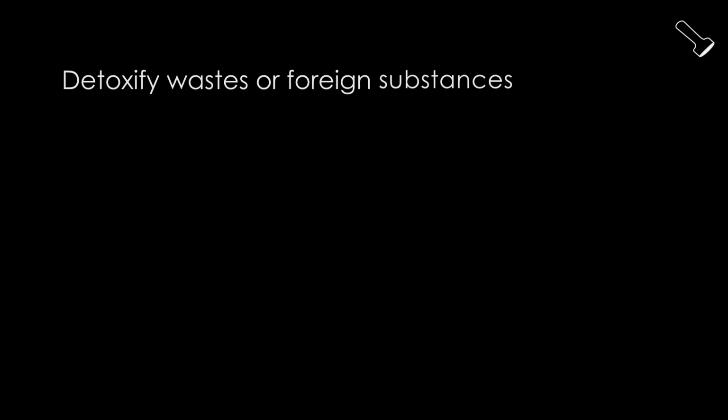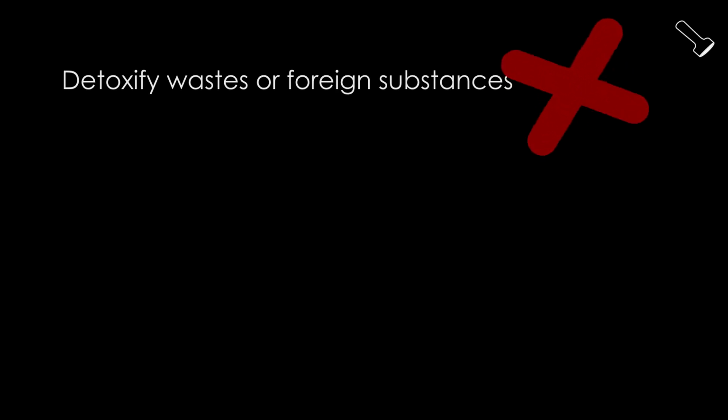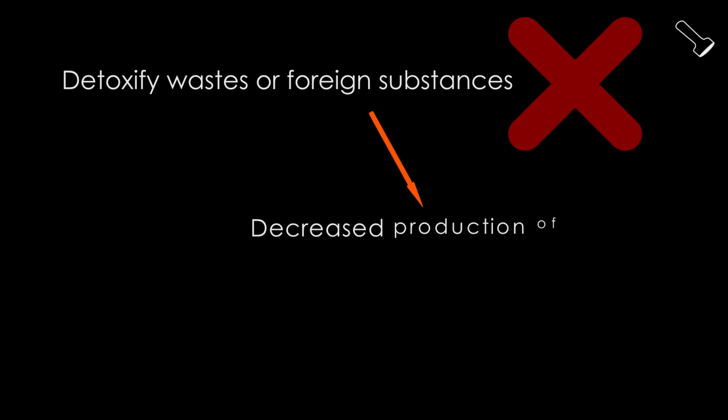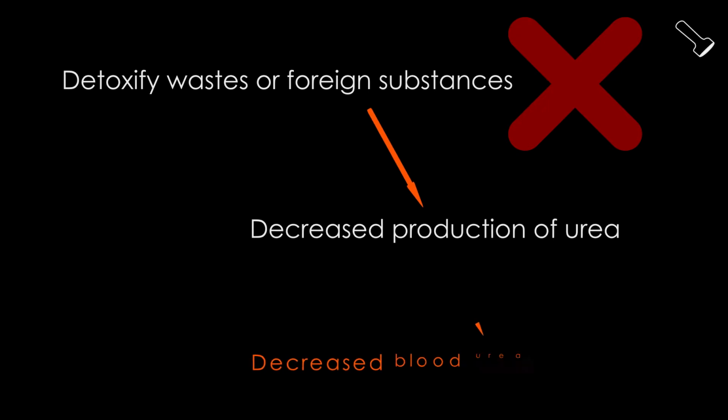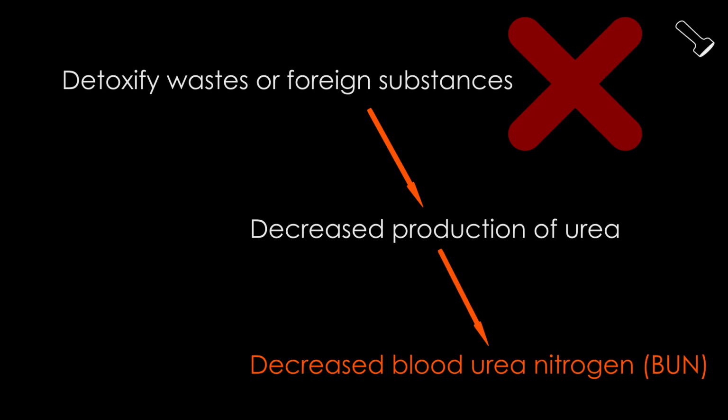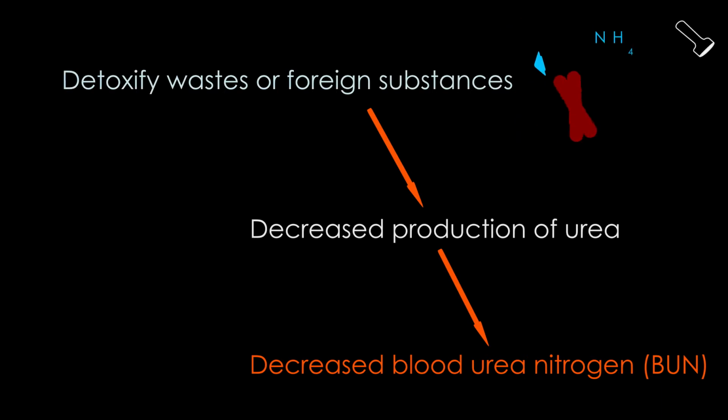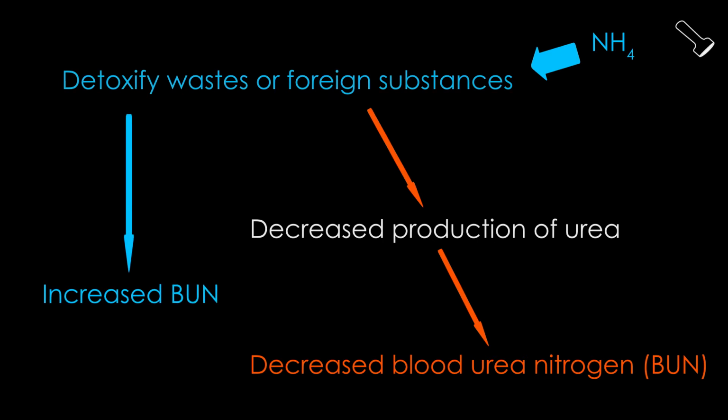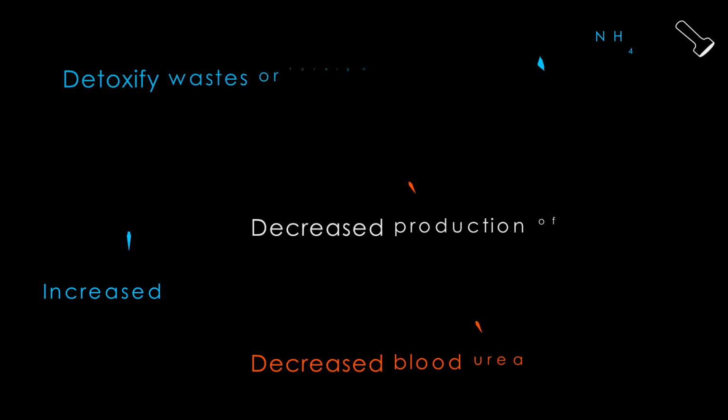If a disease state caused dysfunction of the liver's detoxification process, it could result in a decrease in the production of urea, and that would present as a decreased blood urea nitrogen. And a secondary possible cause for detoxification dysfunction is an overload of ammonium. And in these cases, you'd see an abnormal increase in blood urea nitrogen as opposed to an abnormal decrease.